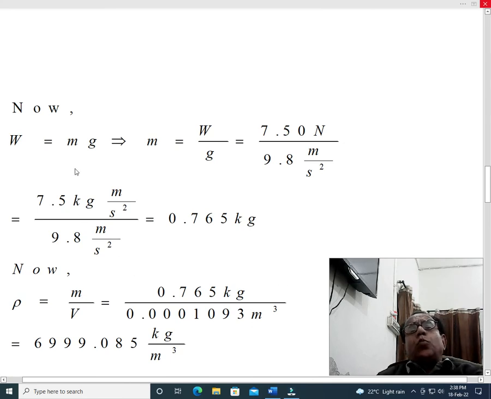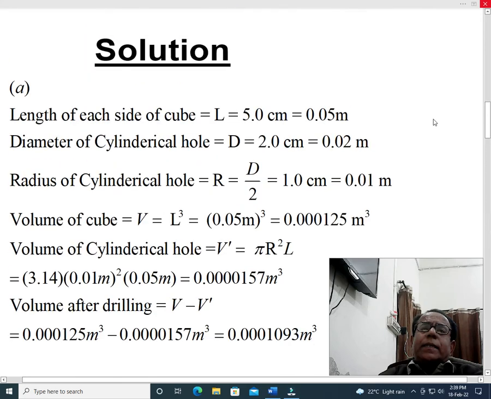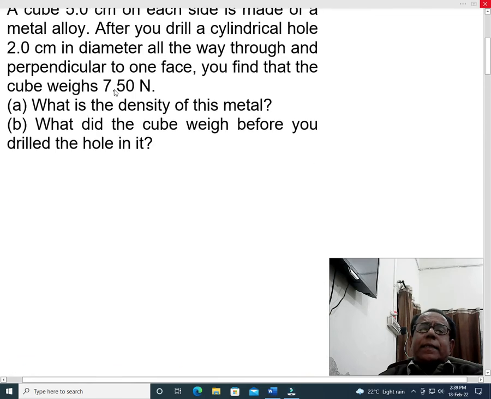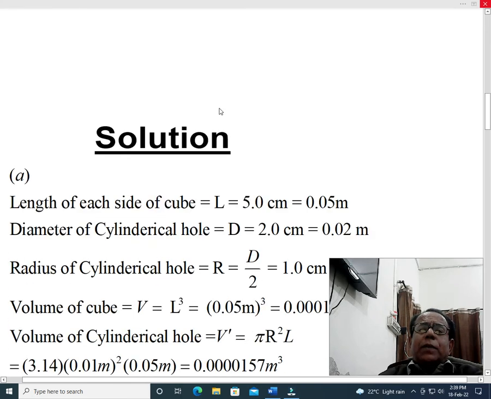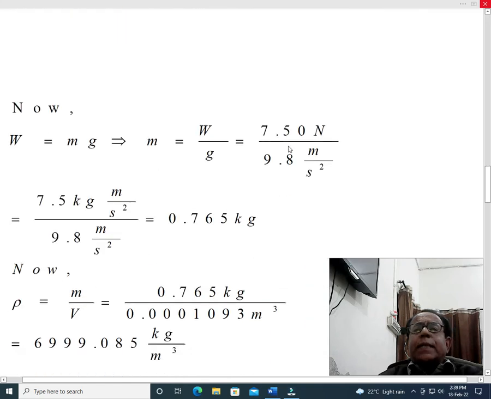Now weight W is equal to mg. From here this implies that mass is equal to weight over g, the acceleration due to gravity. Weight is given in the statement, 7.50 Newton, so mass is 7.50 Newton over g. We know that the value of g is a constant. Acceleration due to gravity has the constant value 9.8 meter per second square.